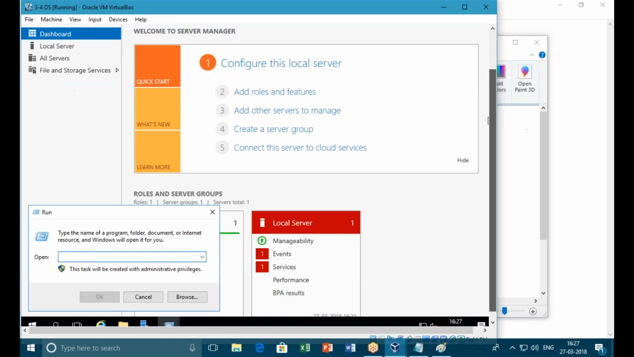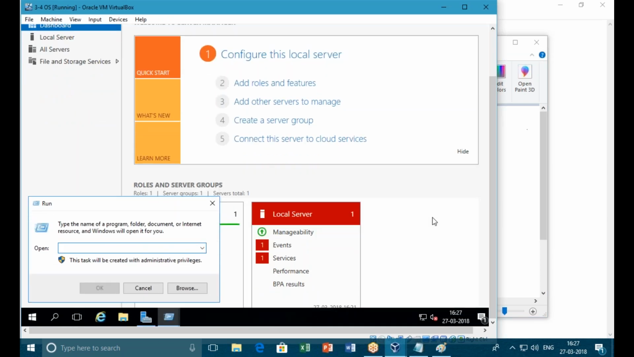Let's see how to assign the IP address for this one system. We'll see the other system tomorrow and connectivity tomorrow. So, Windows R, type ncpa.cpl.